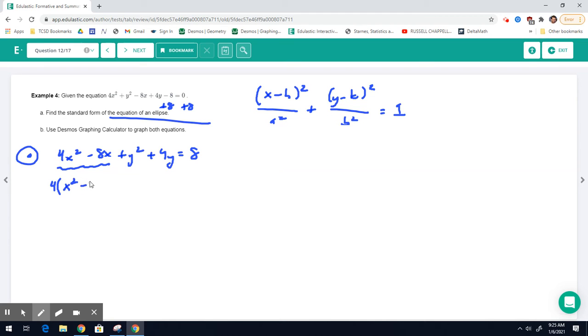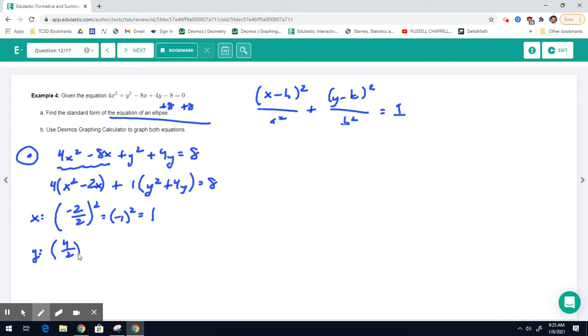That's going to leave us with x squared minus 2x. And now your x squared has a 1 coefficient. Now the y needs nothing, but I'll put a 1 there just to signify that I've thought about that. It doesn't change anything. y squared plus 4y equals 8. And now here comes the completing the square part. For my x, the b is negative 2. Divide that by 2 and square it. That's negative 1 squared. Whenever you square a negative, it becomes positive, and 1 squared is 1. For the y, we're going to take 4, divide it by 2, and square it. That's 2 squared, which is 4.